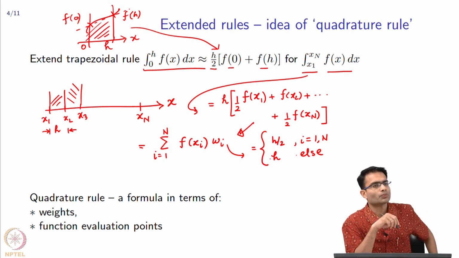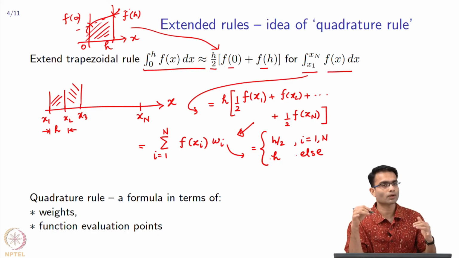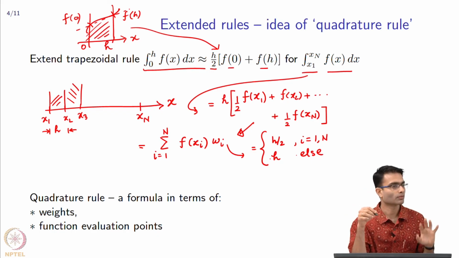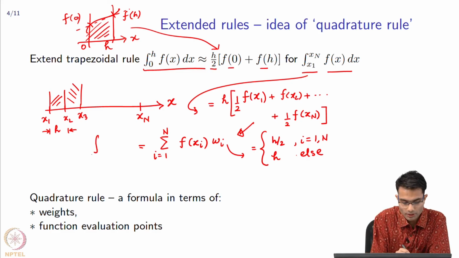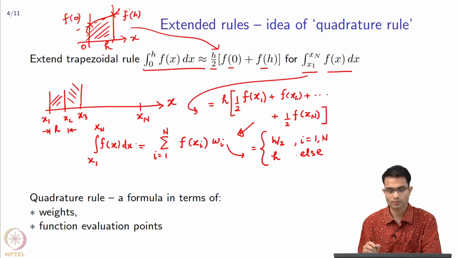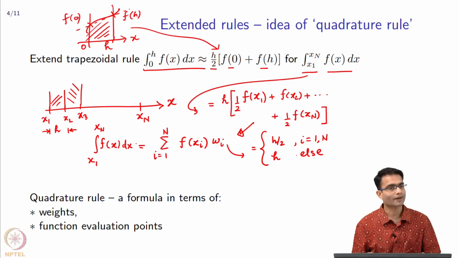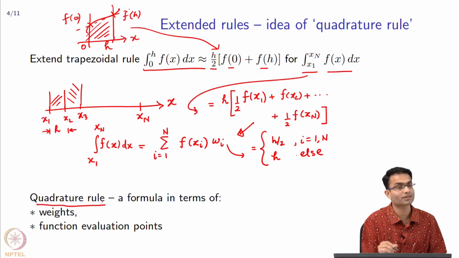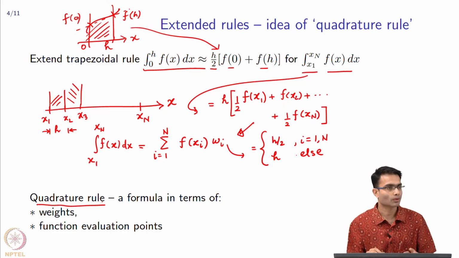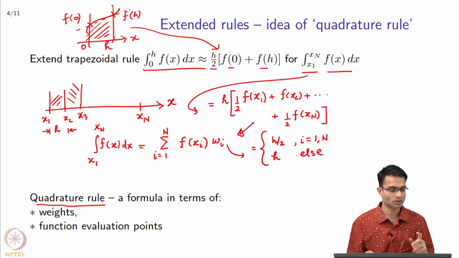Okay. So, we did not do anything new, we just rewrote what we already had in a little bit more of what I am going to call the standard notation. So, this is the approximation of the integral from x1 to xn of f(x) dx. Now, this way of writing it might look a little strange, but this is what we call a quadrature rule. Now, what are the ingredients of a quadrature rule?